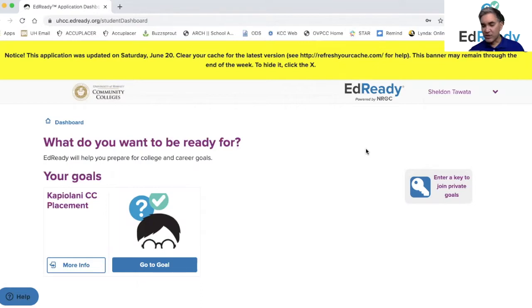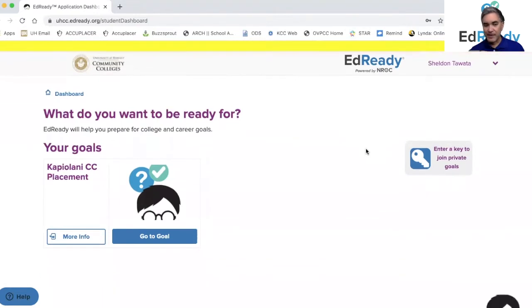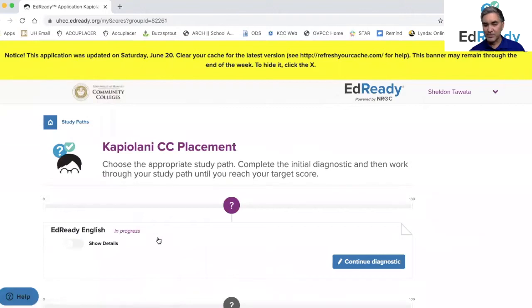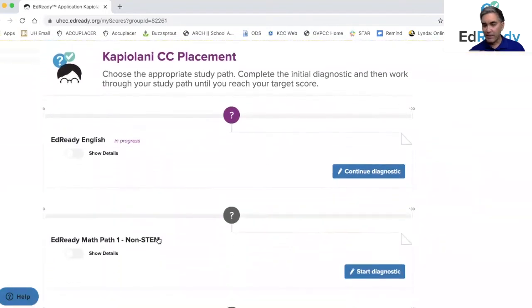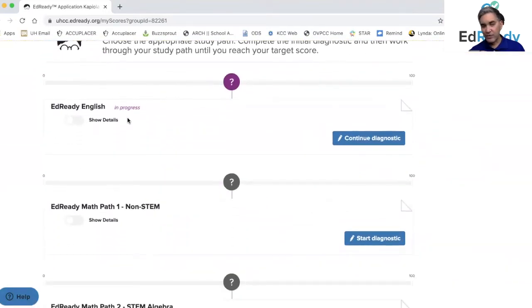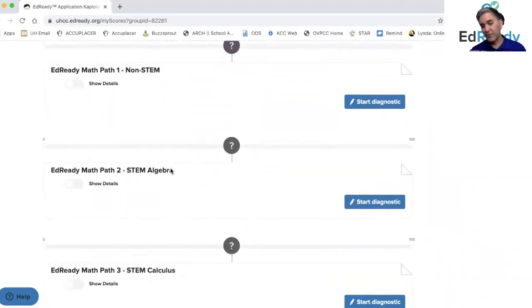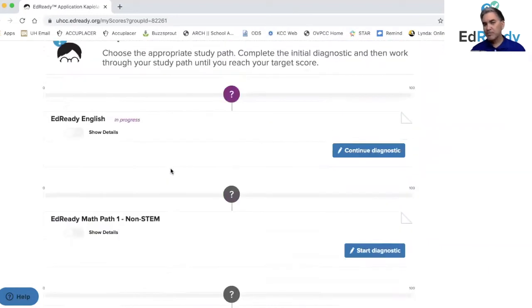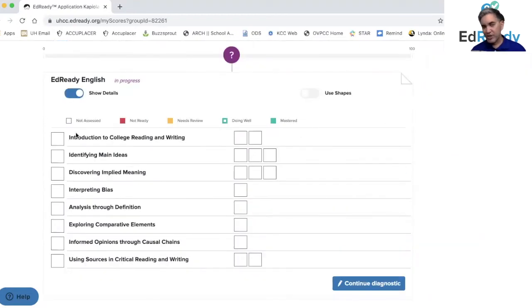And so this is what it looks like after you log in. You can go to your placement test under your goals, and then you can get ready, go to your goal. And so you'll see a bunch of options, one for English and a few for math. And so for the English, pretty straightforward. If you look at the details, it's pretty straightforward. You just want to go through each step.